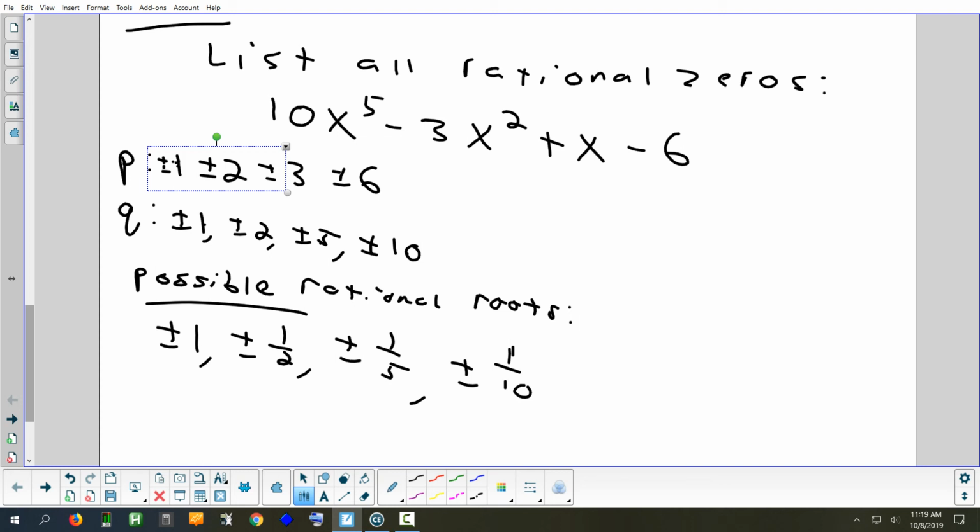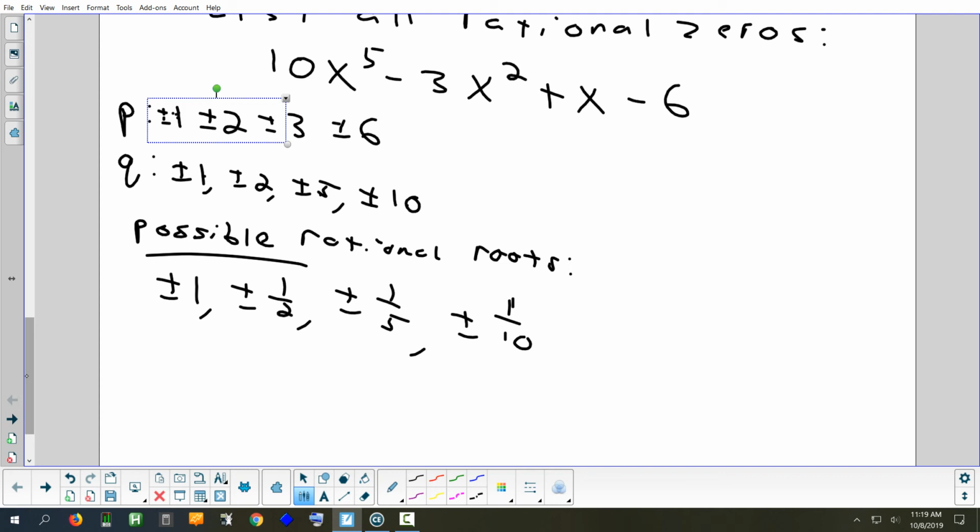Now we'll go with 2. What would be my first possible rational root starting with 2? 2 over 1. And then the next one? It would be 2 over 2, but we already have that one, so we don't have to write that one again. What would be the next one? 2/5, positive or negative. And what would be the last one?